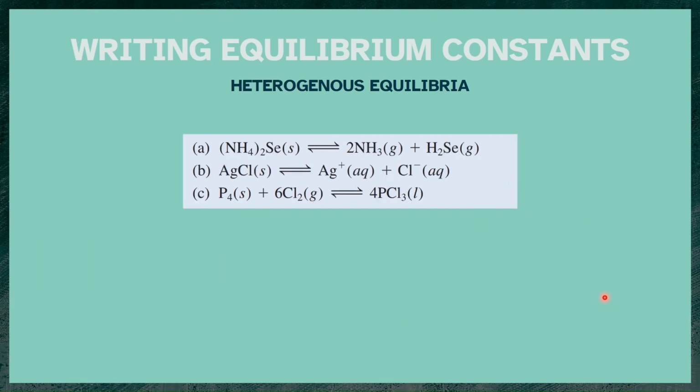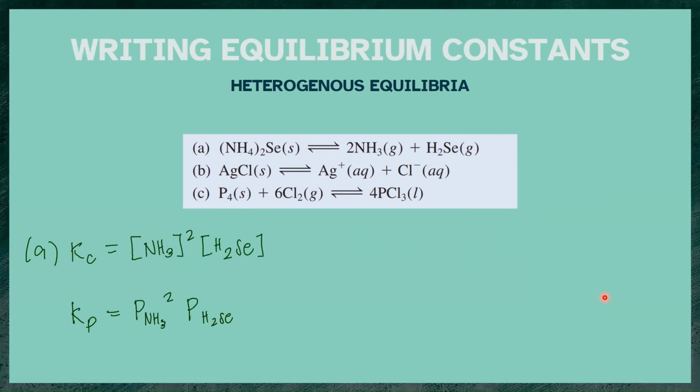So for heterogeneous equilibria, aside from liquids, take note that we may also exclude solids when writing the equilibrium constant expression, since the activity of a pure solid will also only be equal to 1. Thus, the solids will have no effect on the equilibrium. So for letter A, it is a gas reaction. Thus, we can express its equilibrium constant in terms of concentration and pressure.